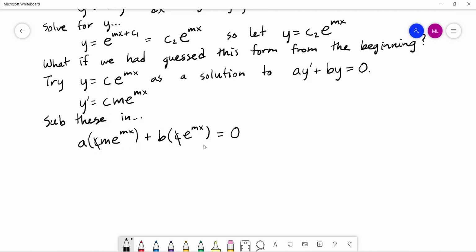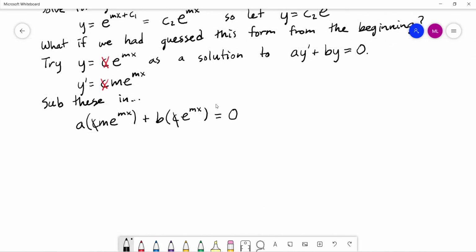It can immediately cancel out of the problem because it's a homogeneous problem. When I divide by it, it's not going to affect this 0 over here. So in the future when we try plugging in something like this, we don't need this constant out here. It's always going to cancel out. But let's see what else we've got. How am I going to make this all go to 0? Right now I have basically a m e to the mx plus b e to the mx equals 0.